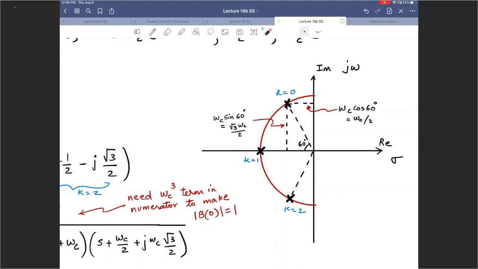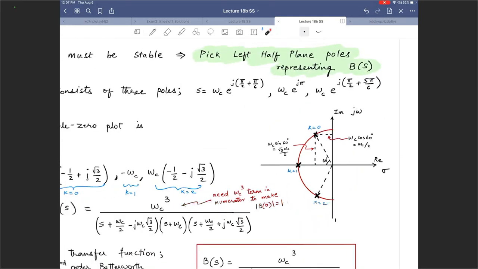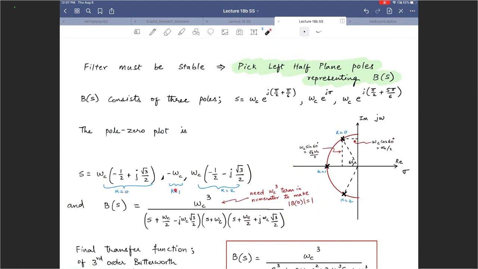Which means that you can say the height over here is going to be omega sub c sine 30, so square root 3 omega c divided by 2, and then the distance over here is going to be omega sub c cosine 60, or half of omega c, right? Just trigonometry to pick out where the poles are. So for example, the poles at k equals 0 and k equals 2 have a real part of negative omega sub c divided by 2, and the imaginary part of them is plus or minus square root 3 omega c divided by 2. So those will give you 3 poles: one for k equals 0, one for k equals 1, one for k equals 2.